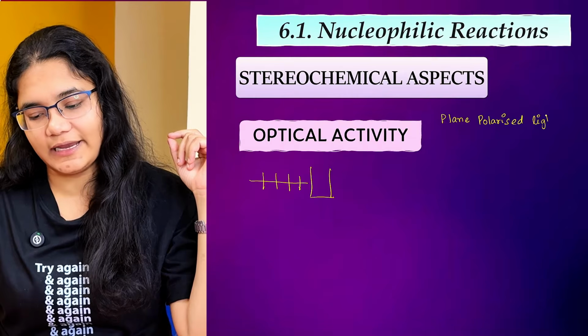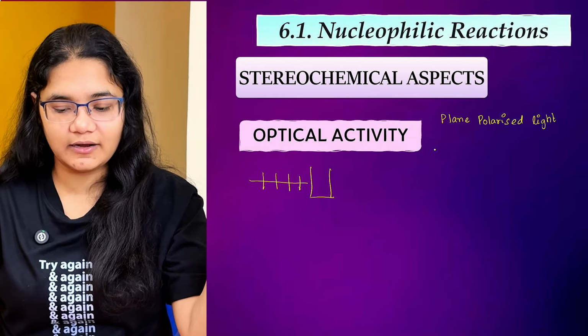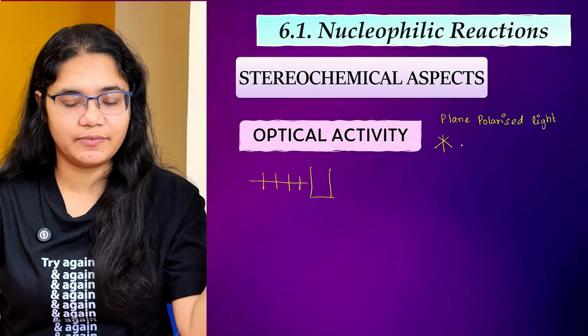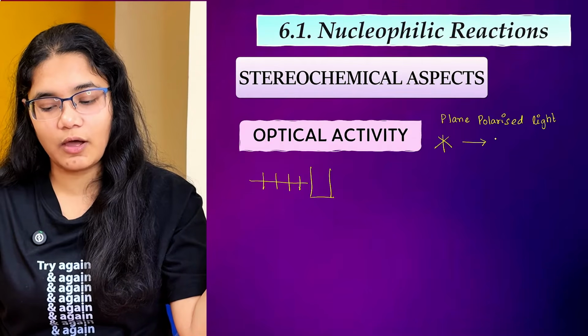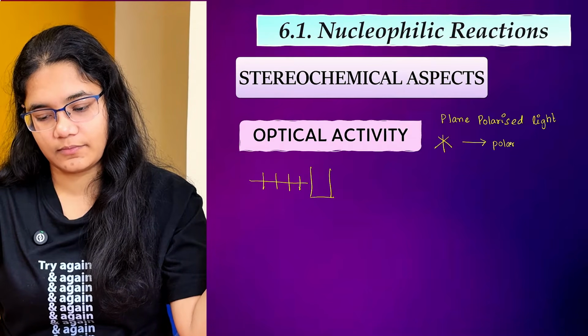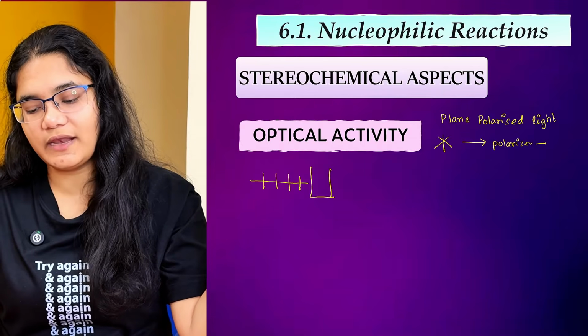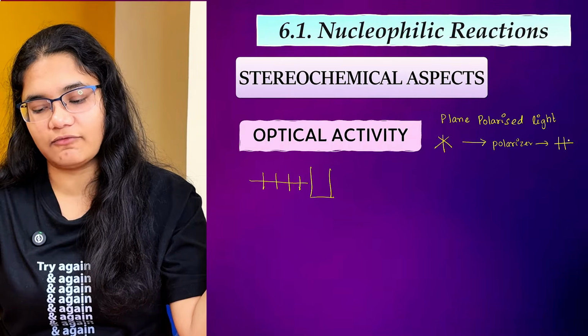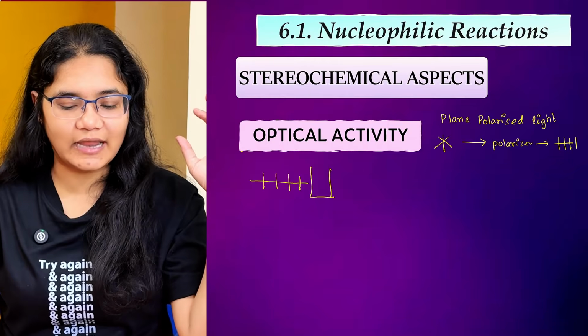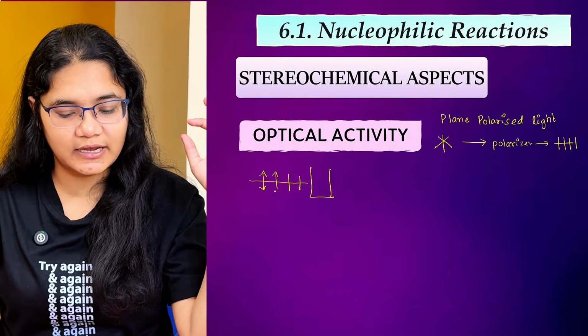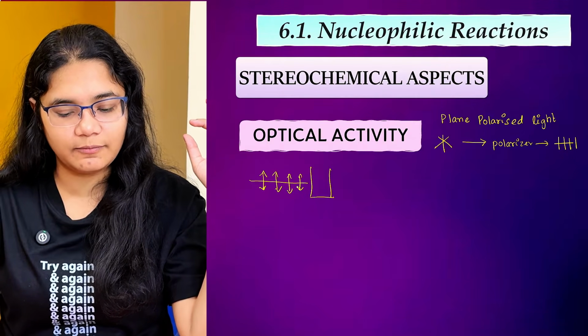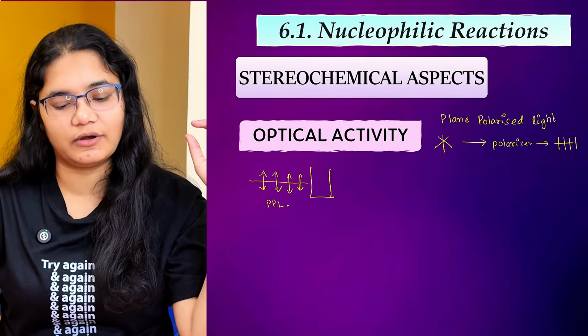Light is an electromagnetic wave, right? Light has many fields, but when you pass this light through a polarizer, then you will have light which is having only one field. It can be any field, but if light is having only one field, in any one direction, then we call it plane polarized light.